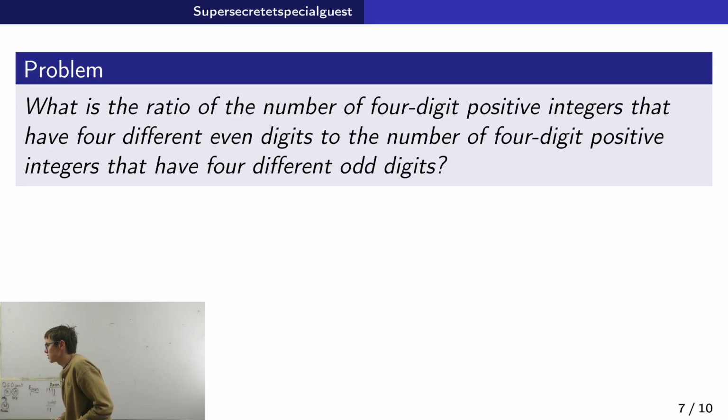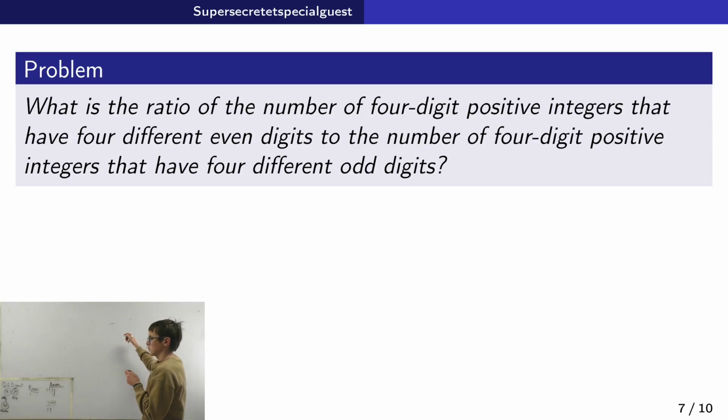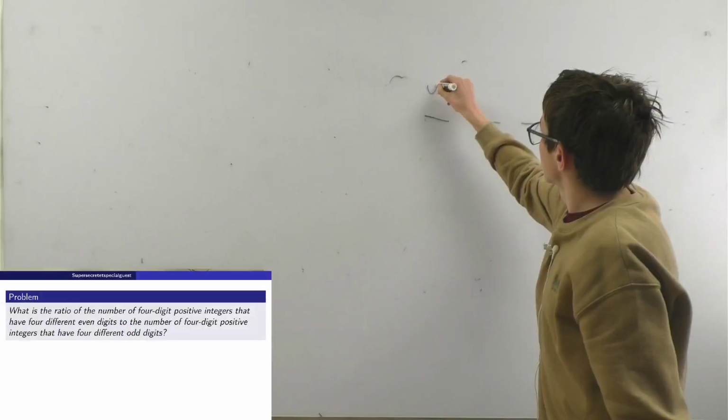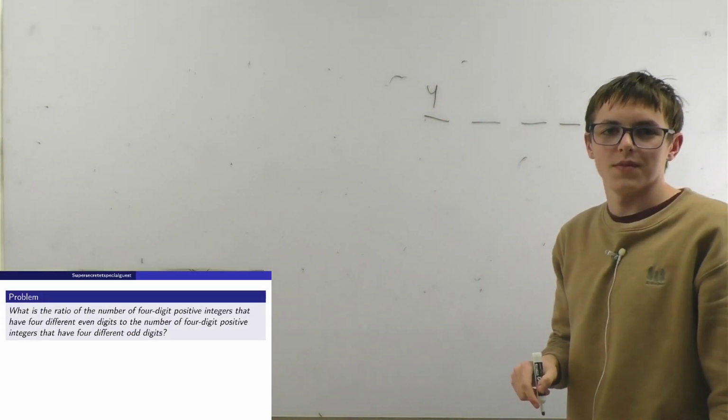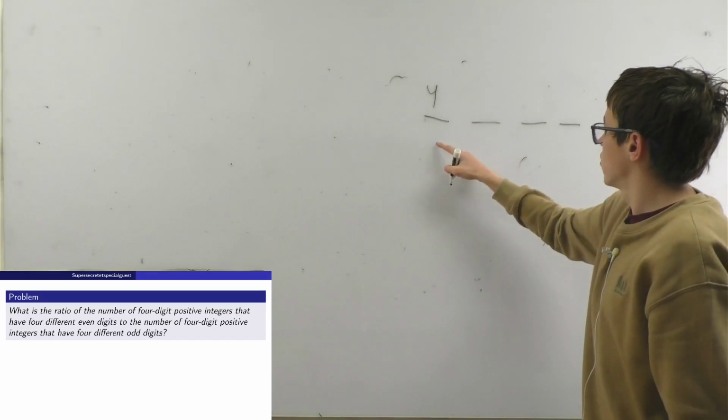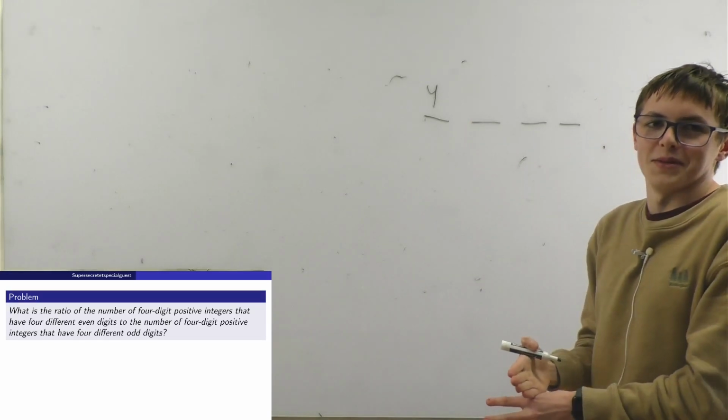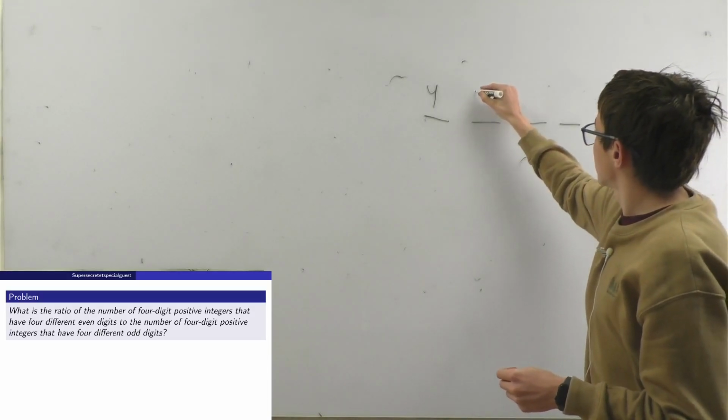Ratio of the number of 4-digit positive integers that have 4 different even digits to the number of 4-digit positive integers that have 4 different odd digits. So we have to count them. So we'll start with the even ones. There are 4 digits. How many different options do we have for this one? 4, because you can have 2, 4, 6, or 8. This one, how many do we have? 4. Because, well, yeah, but then they're different, Joby. So we're going to have 4.